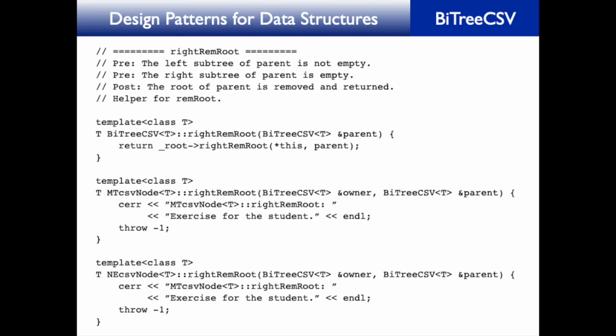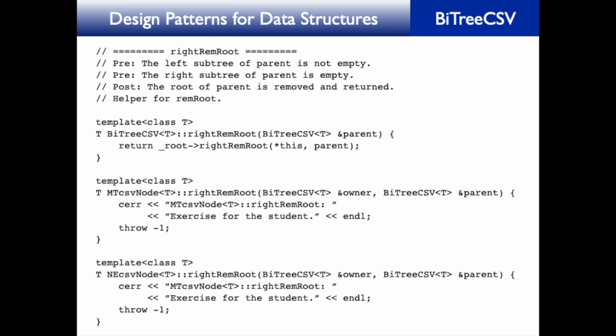Now, the precondition for right remroot is that the left subtree of the parent is not empty. Now, do you see that this precondition is automatically satisfied by the calling sequence? So we don't need any code in this right remroot to test for the violation of the first precondition. The reason that we know that the left subtree is not empty is because it got called by the non-empty node version of the left subtree. On the other hand, the second precondition is that the right subtree of the parent is empty. So that precondition needs to be implemented in this code.